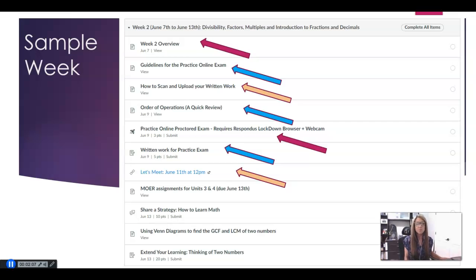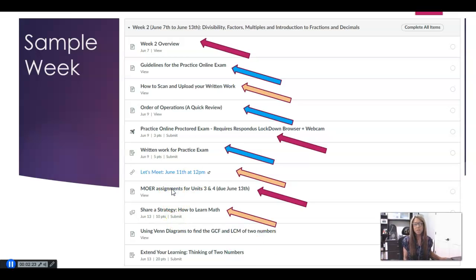But there might be just those times where you really just want to have some time where you can ask me a question or where you can work collaboratively with your classmates. Okay, then you can see that units 3 and 4 are going to be due on June 13th, and you can access your MORE assignments in this content page.